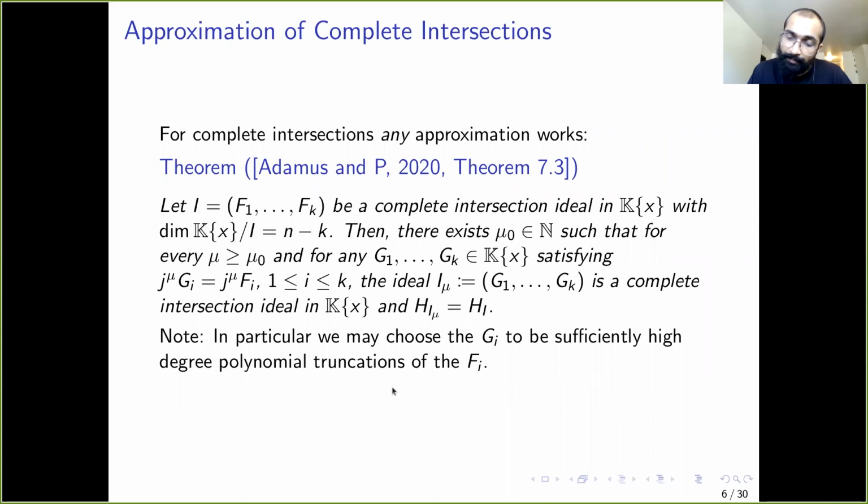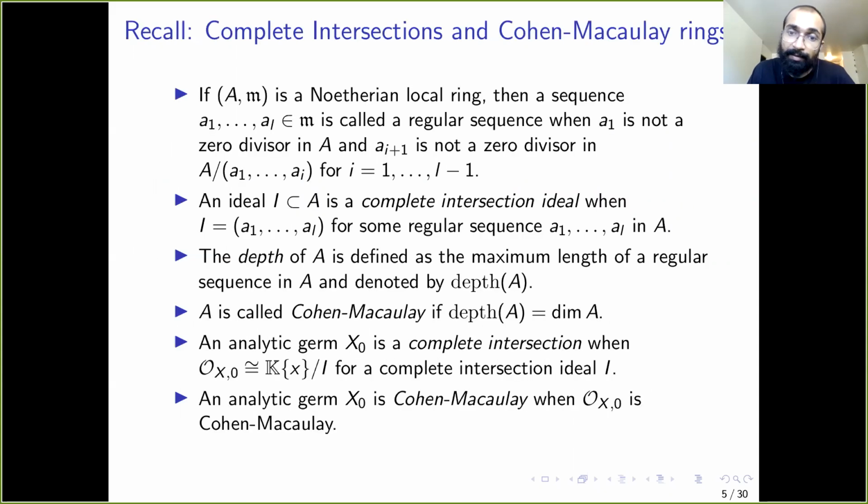What do you mean by the dimension of A? So this is the Krull dimension. And in the case of complex analytic germs, it's equal to the local dimension of this analytic space at the point zero.